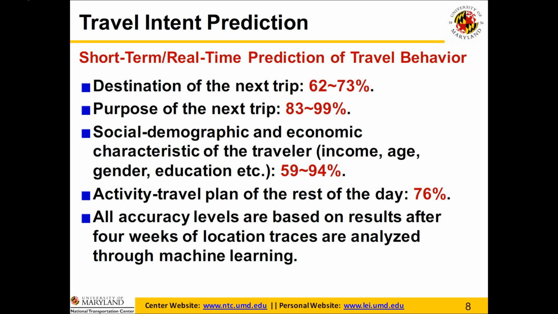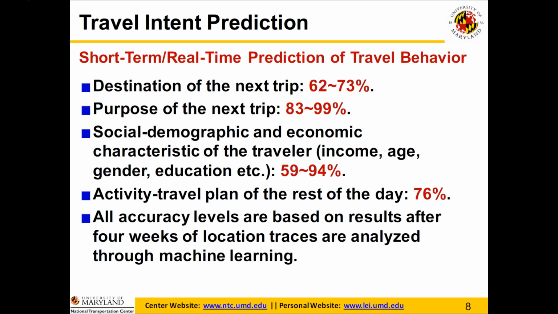We can predict the destination of the next trip between 62 and 73% accurate. And this accuracy is defined within 200 feet of the actual activity destination. We can estimate and predict the purpose, whether the person will go shopping next, right? Go to a restaurant next. This kind of accuracy is actually much, much higher, more than 83%.